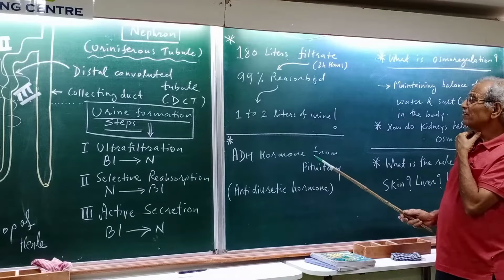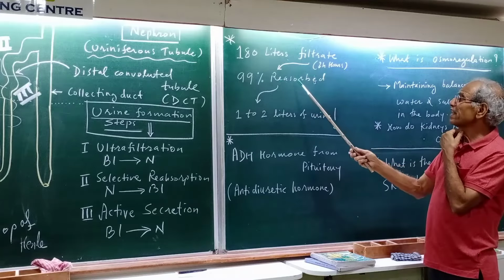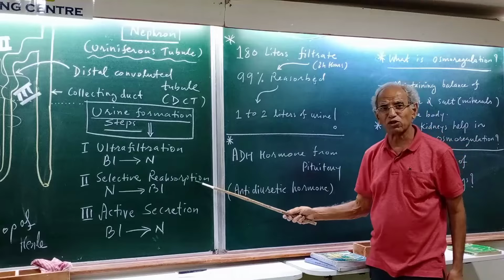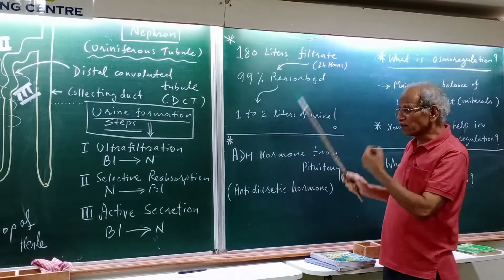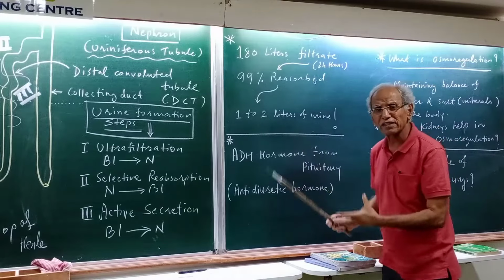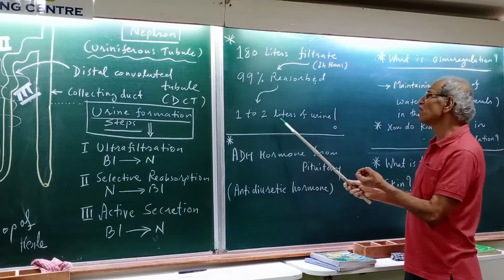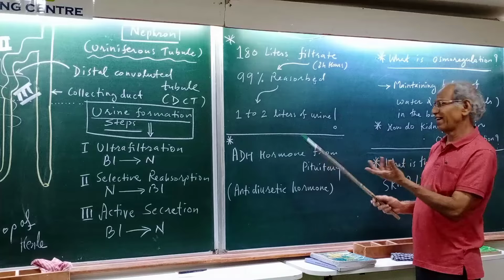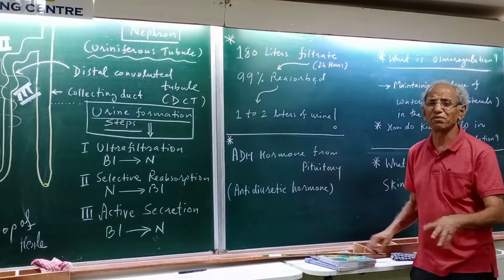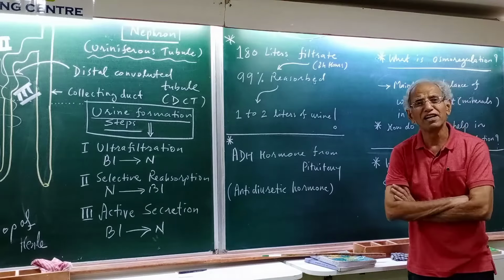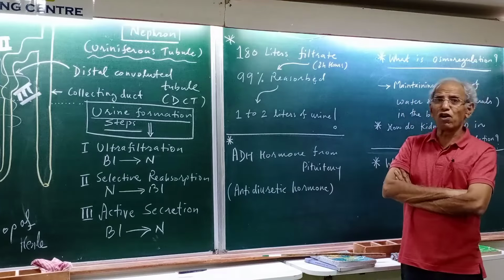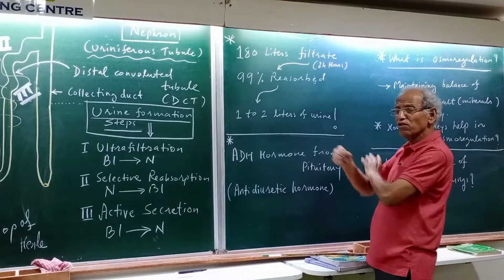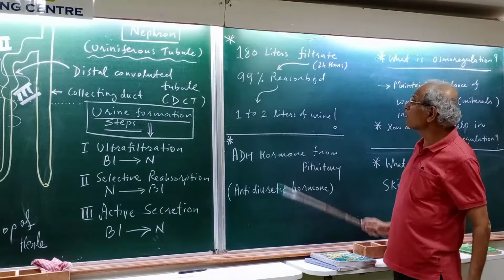But 99% of the filtrate is reabsorbed. That's why the second step, selective reabsorption. Most of the filtrate is water. Water is reabsorbed, electrolytes are reabsorbed. Ultimately, 1 or 2 liters of urine is produced. Now, the amount of urine can differ. Sometimes it can be more, sometimes it can be less. But usually, this much urine is produced. If you drink more and more water, you will produce more urine. Okay. But there is a lot of reabsorption.